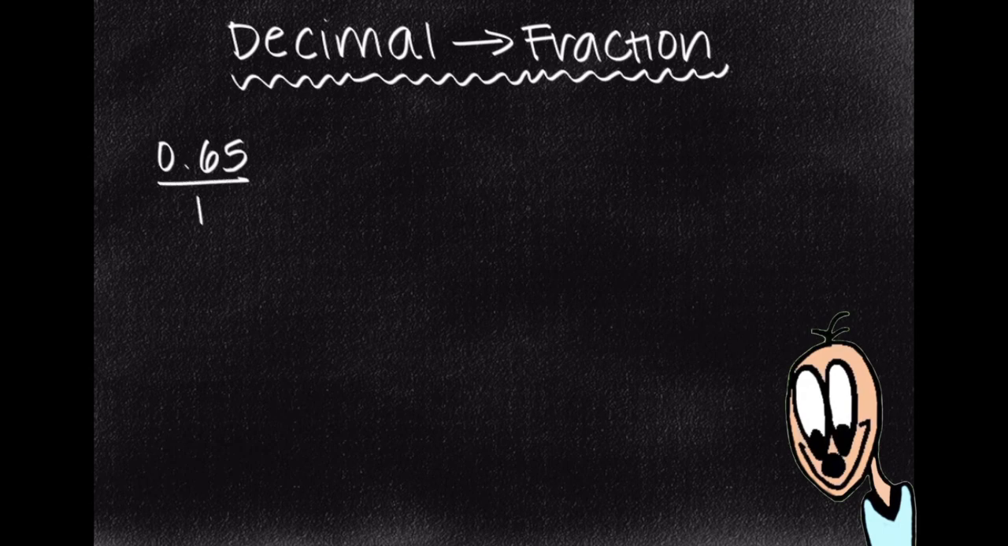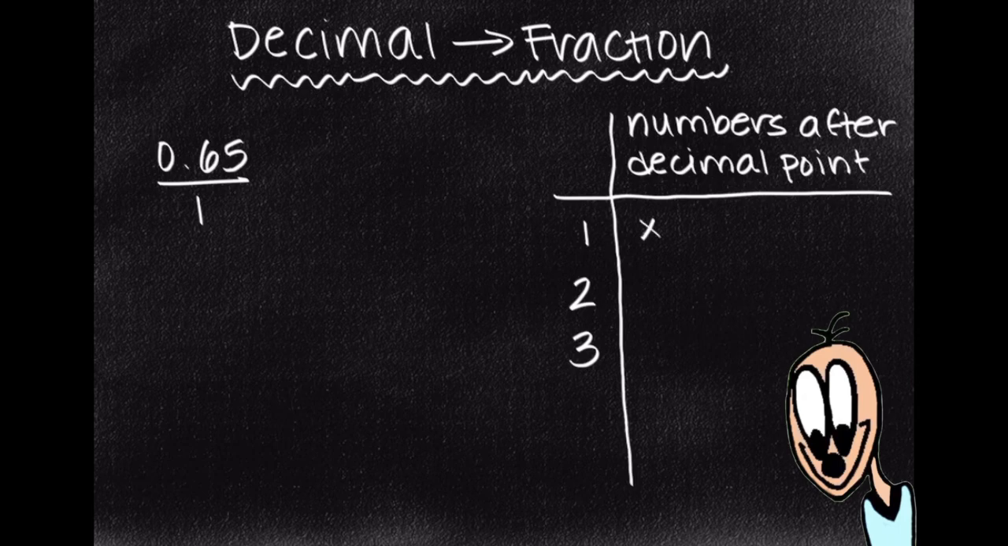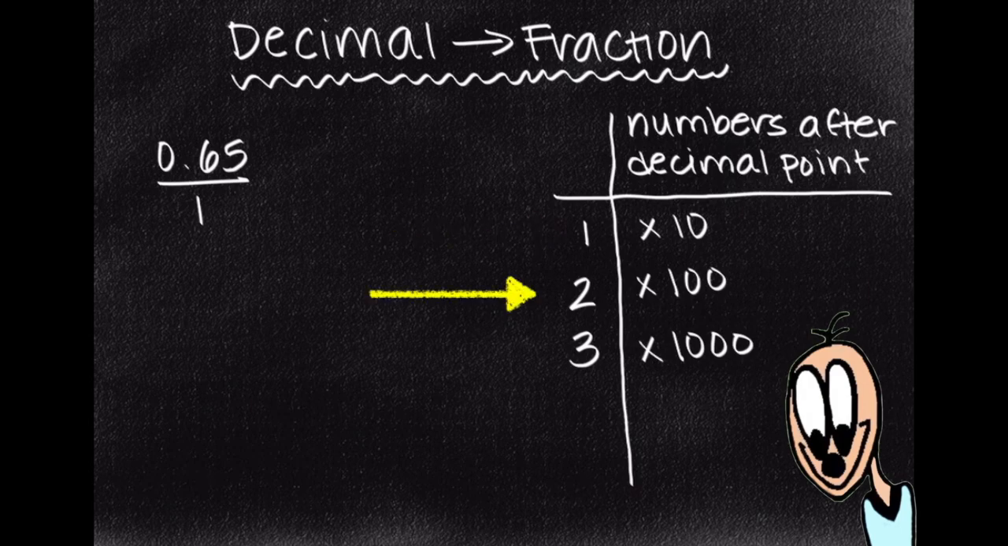In order to get rid of the decimal point in the numerator, we now have to count the numbers after the decimal point in 0.65, and then we're going to multiply the numerator and denominator by a corresponding number. So as you can see by our table to the right, if you have one number after the decimal point, you're going to multiply the numerator and denominator by 10. If you have two numbers after the decimal point, you're going to multiply the numerator and denominator by 100. And if you have three numbers after the decimal point, we're going to multiply the numerator and denominator by 1000.